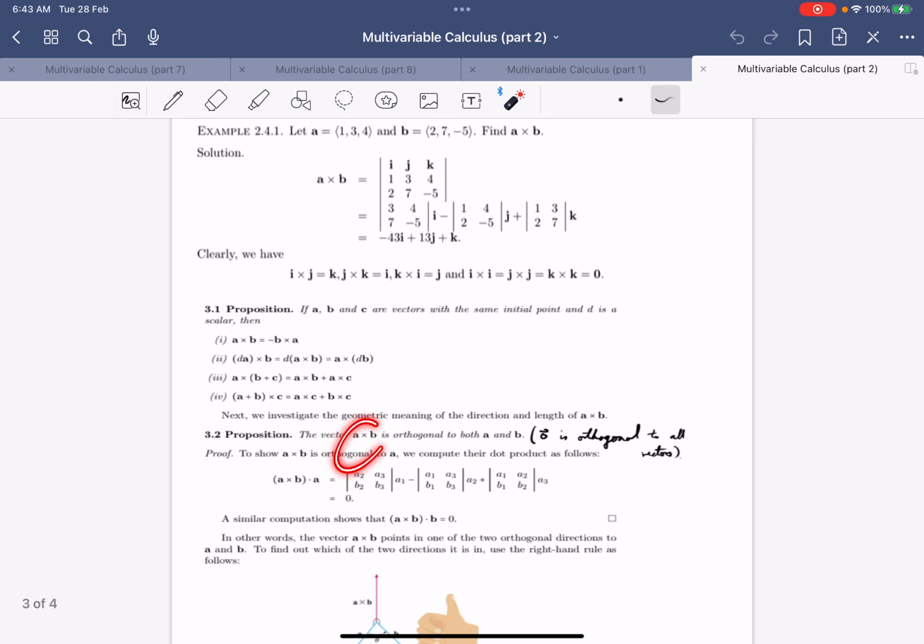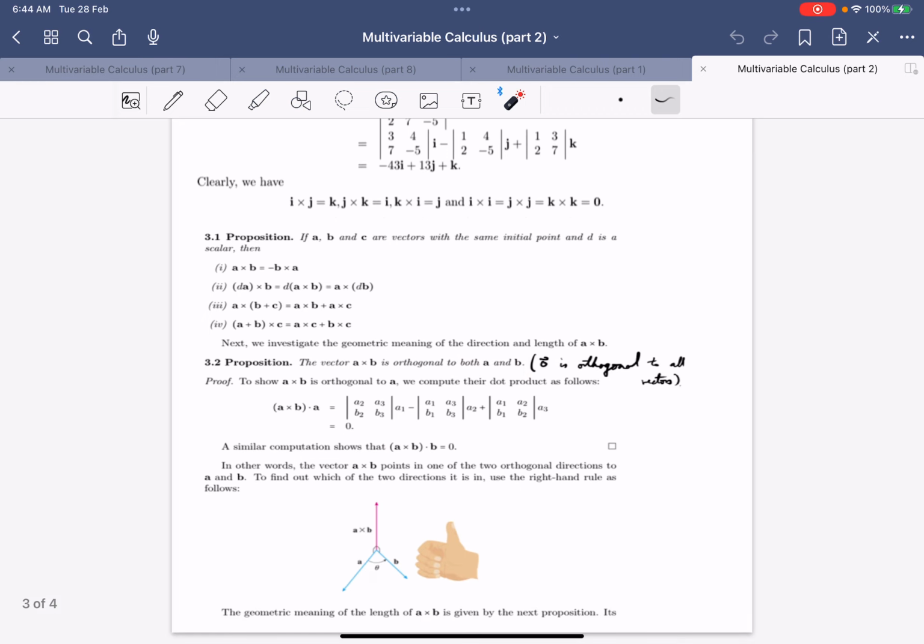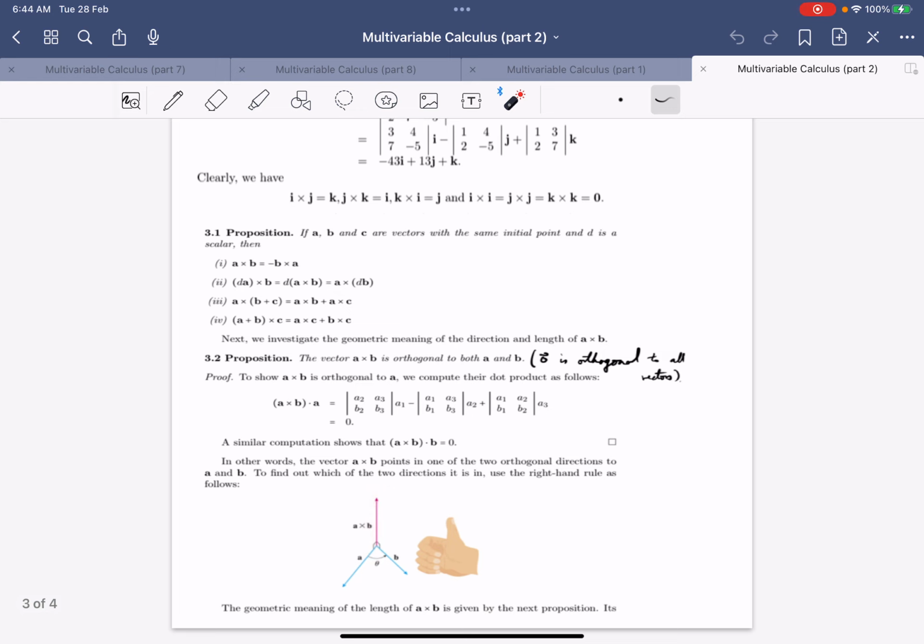And you must also note that A cross B gives you a vector in the end. So you can see that it's in the components of i, j, and k. So this is a vector. And this vector is orthogonal to both A and B. You can show that by taking the dot product and seeing that it equals 0, meaning the angle it makes with A and B is 90 degrees. And really this means that the vector points in a direction perpendicular to the plane spanned by A and B.